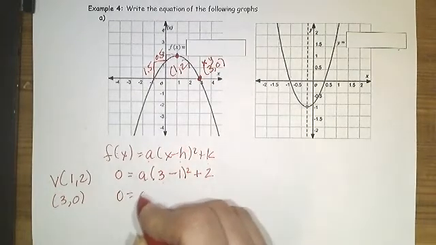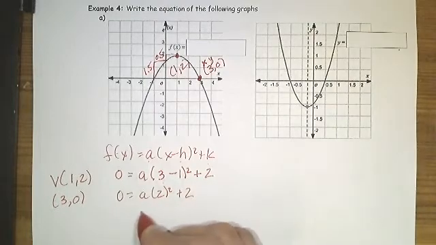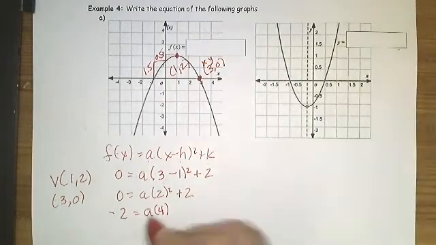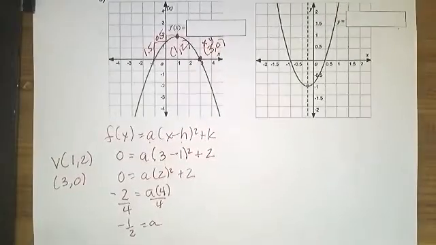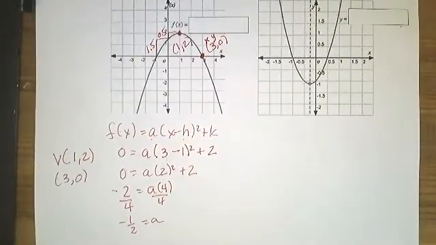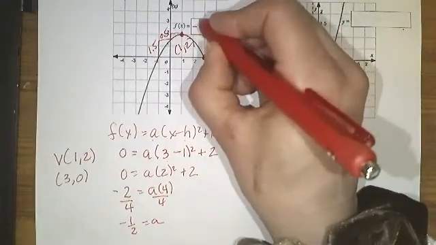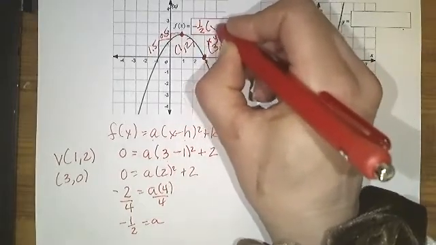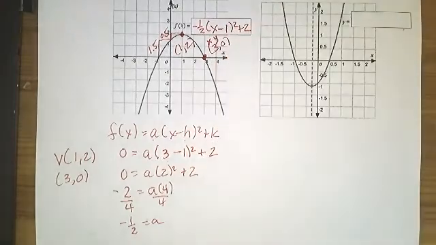If we solve this using our BEDMAS skills, we'll bring the 2 over, and then we'll divide by 4. We can see when we calculate the A value that it is actually -1/2. So now we can write our equation. So we know it's -1/2 (X - 1) squared + 2. So that is writing it in vertex form.